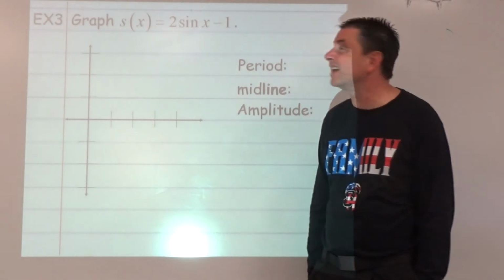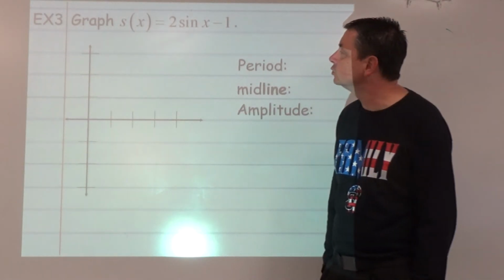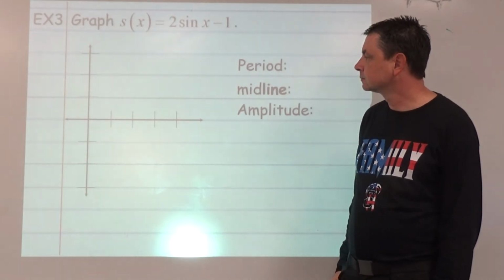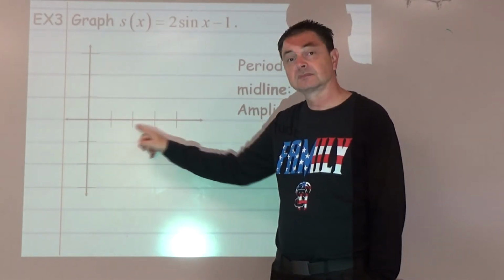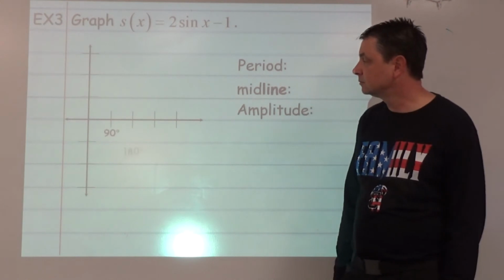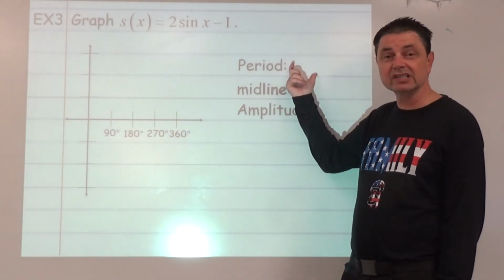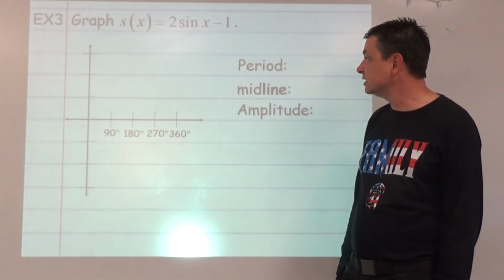Example number 3, graph S of x is equal to 2 times the sine of x, minus 1. Let's label our scale. Period, it's a complete 360 degrees.